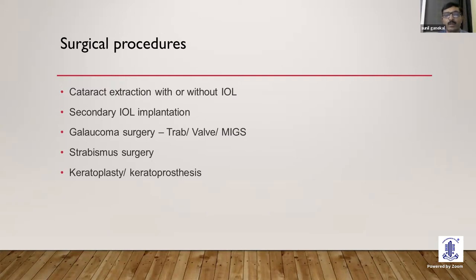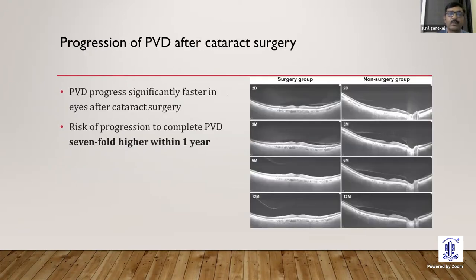The most common anterior segment surgeries we perform are cataract extraction with or without IOL implantation, and secondary IOL implantation. There is also the wide range of glaucoma surgeries we do now, which could be trabeculectomy, valve surgery, or nowadays minimally invasive glaucoma surgeries, as well as strabismus surgery and corneal procedures.